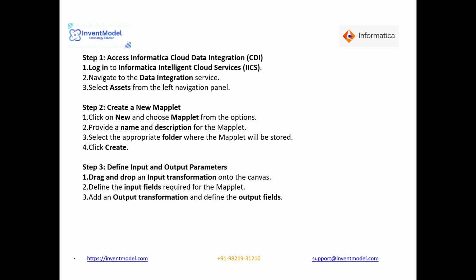Now step 3 is we have to define the input and output parameters. So we have to drag and drop the input transformation onto the canvas. We have this option of drag and drop, so we don't have to manually enter the values. We can easily drag and drop an input transformation onto the canvas, then define the input fields required for the Mapplet. The next step is to add an output transformation and then define the output fields. So we have defined the input fields and now we have defined the output fields for the Mapplet. Next slide, please.